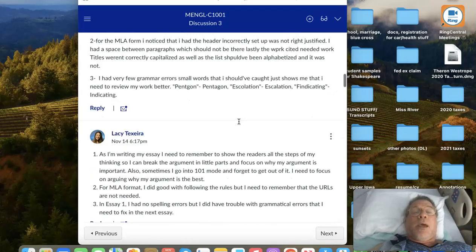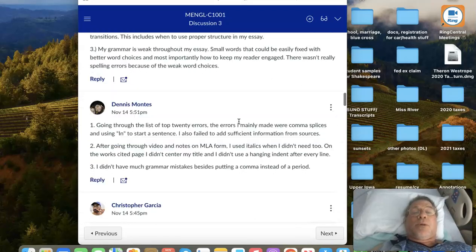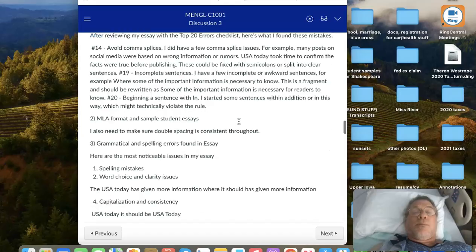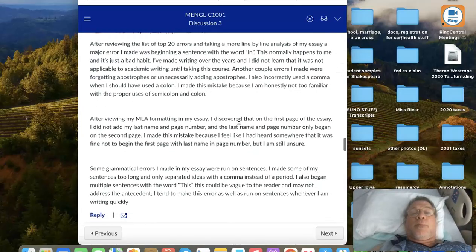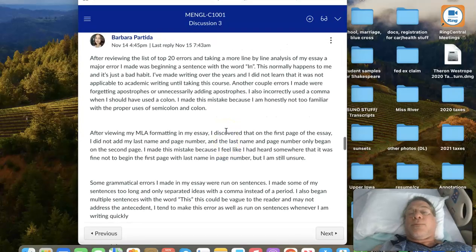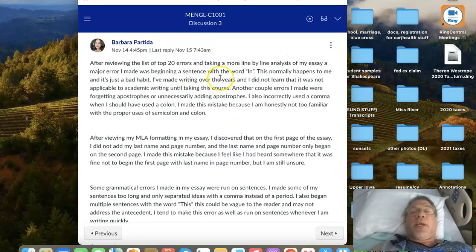Okay. And then, let's see, I also wrote to Barbara, who had an interesting comment. She looked at the list of top 20 errors, and she began some of her signal phrases with the word in. Right, and it creates problems. So that's on the list of top 20 errors. I write, don't begin a signal phrase when you introduce an author or a title or a quote or something like that. Don't use in.